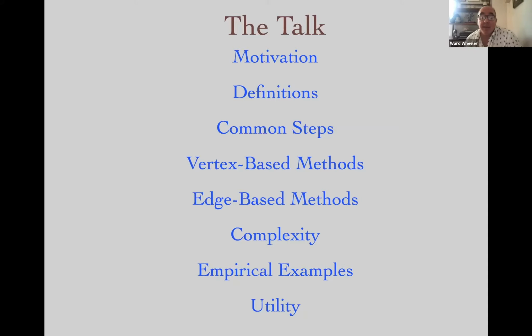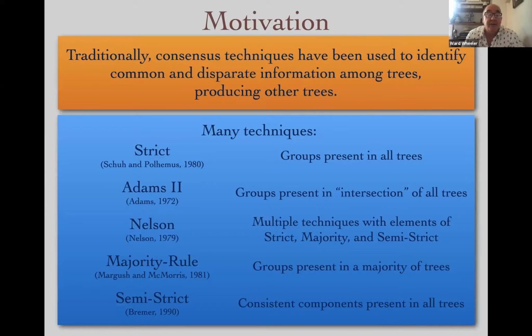Then I'll talk a little about the time complexity to get an idea of how much time this will take, and then a couple of empirical examples, and then what the general utility is, or why we might want to use such methods in analyses. Now, traditionally, consensus techniques have been used to identify common and disparate information among trees, producing other trees.